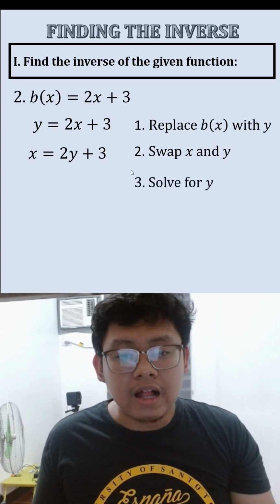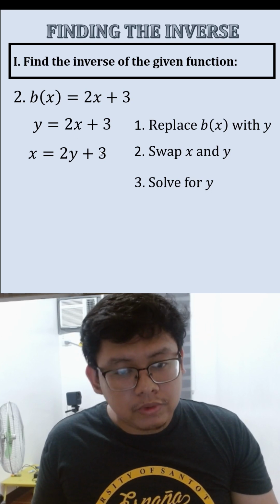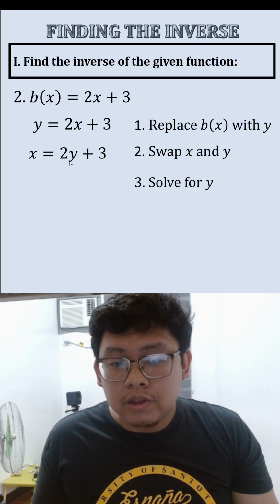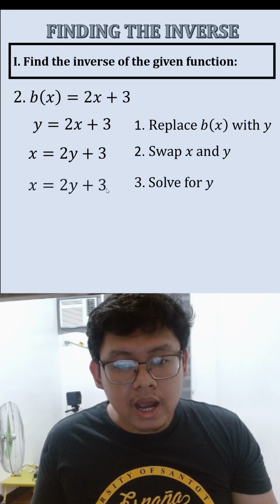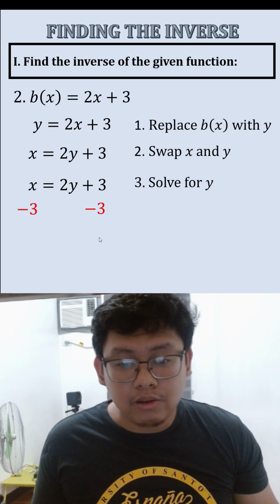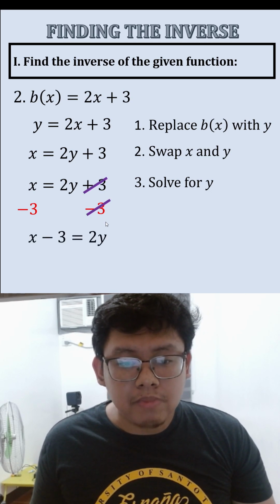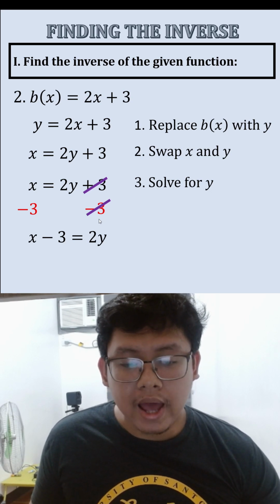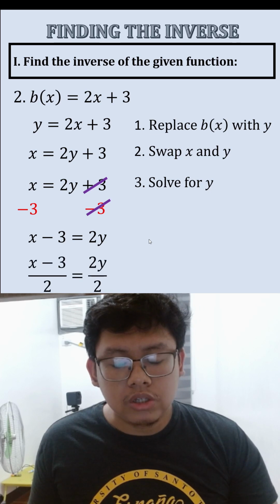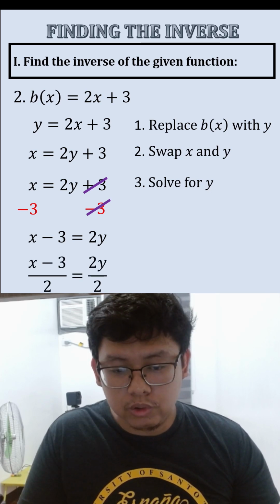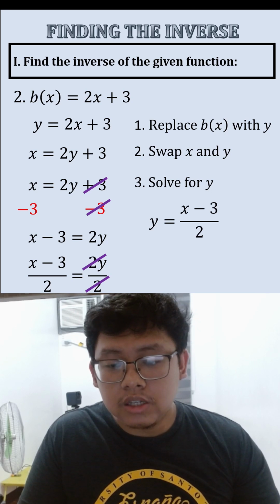Then we solve for the value of y. Since y is already here on the right side of the equation, we will remove all the numbers surrounding y. We start with subtracting 3 from both sides, we cancel that, and we will have x minus 3 is equal to 2y. We remove the coefficient of y, which is 2, by dividing both sides by 2. So we cancel that, and that will give us y is equal to x minus 3 all over 2.